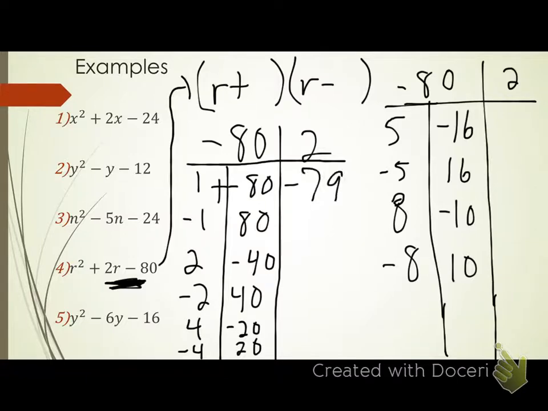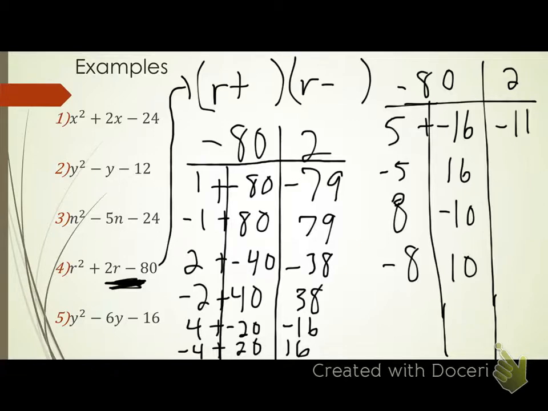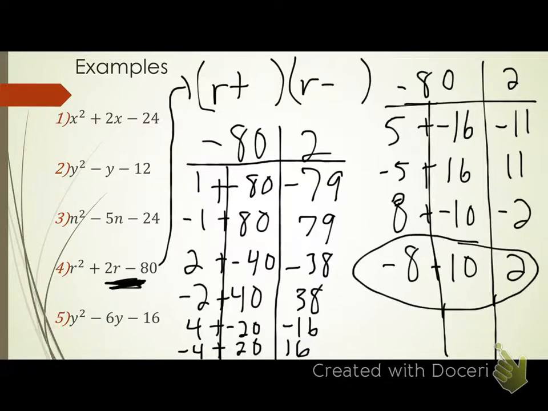That's going to give me negative 79, positive 79, negative 38, positive 38, negative 16, positive 16. That'll give me, what would that give me? 5 plus negative 16. Negative 11, positive 11, negative 2, 2. So which two numbers am I going to be putting in the parentheses? Negative 8, positive 10. Go ahead and circle it on your T chart.